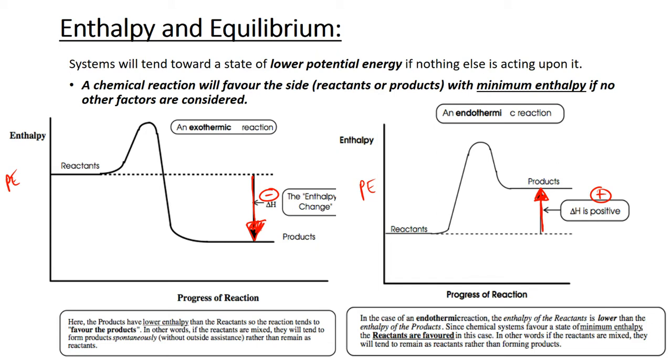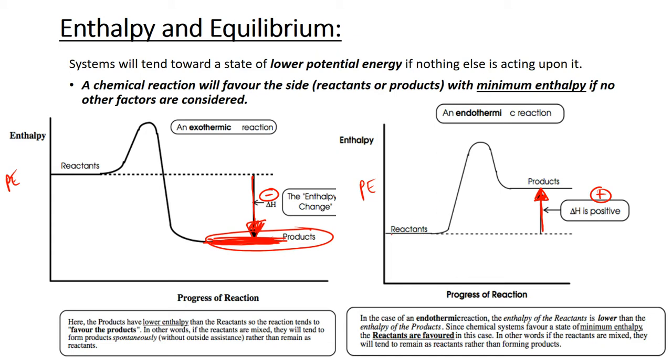Think about that. The rule we're going to follow here is systems will tend toward a state of lower potential energy as long as there's nothing acting upon it. So what that really says is nature is going to favor a more stable state. The more stable, lower energy arrangement is going to be favored. So in an exothermic reaction, our products are favored. Nature tends to want to exist down here as the products. That's why many of these exothermic reactions are spontaneous, right? We have spontaneous combustion, and then things tend to stay this way in the product form.